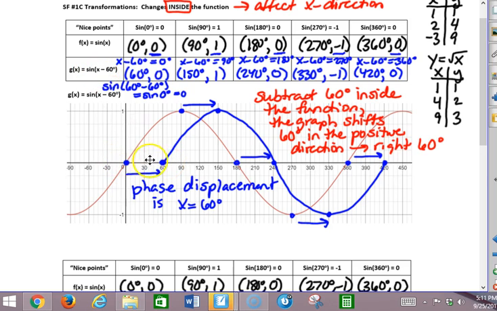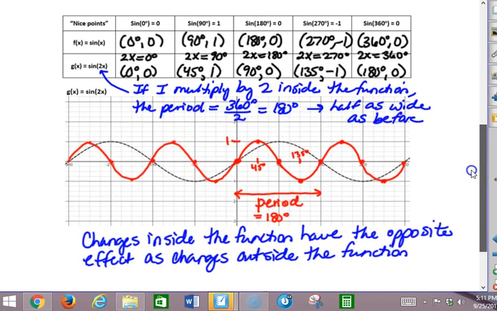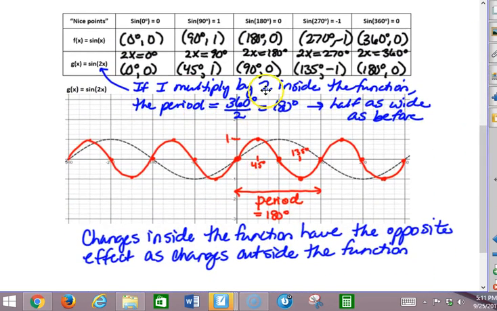So subtraction makes us move in the positive direction inside the function, whereas addition makes us move in the positive direction outside the function. When we multiplied outside the function, the graph got taller, but when we multiply inside the function, the graph becomes narrower, not wider than it was before. The period decreases. So changes inside the function have the opposite effect as changes outside the function, just a little bit trickier. In the next video, then, we'll summarize all of the changes that we see both inside and outside the function.